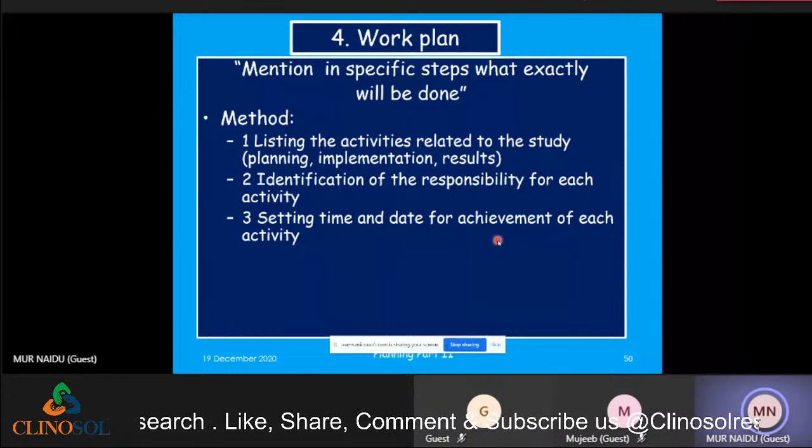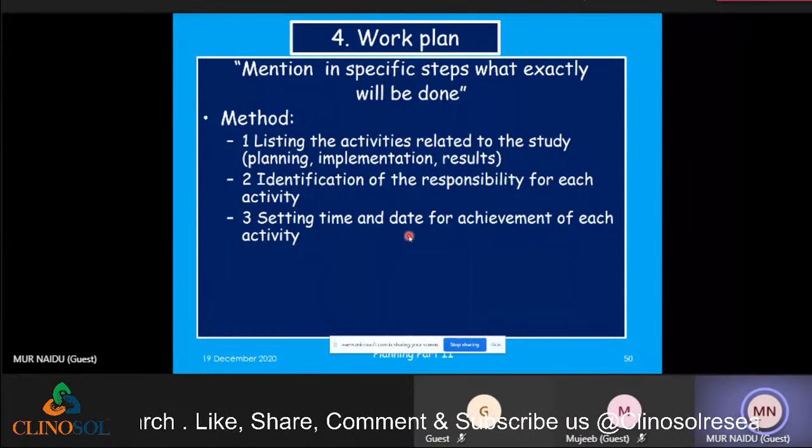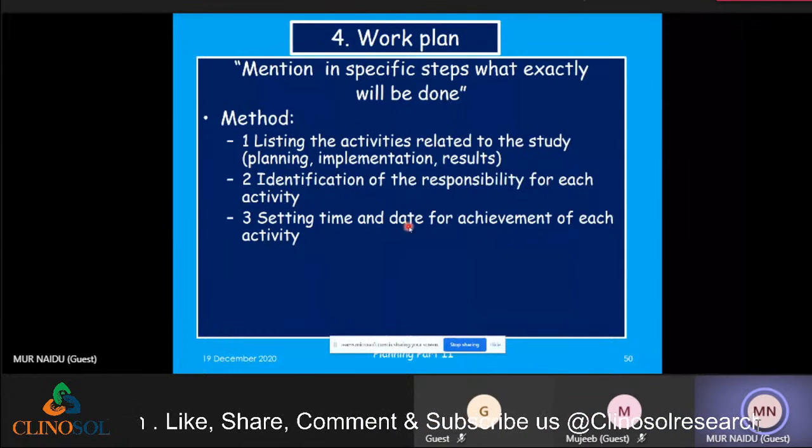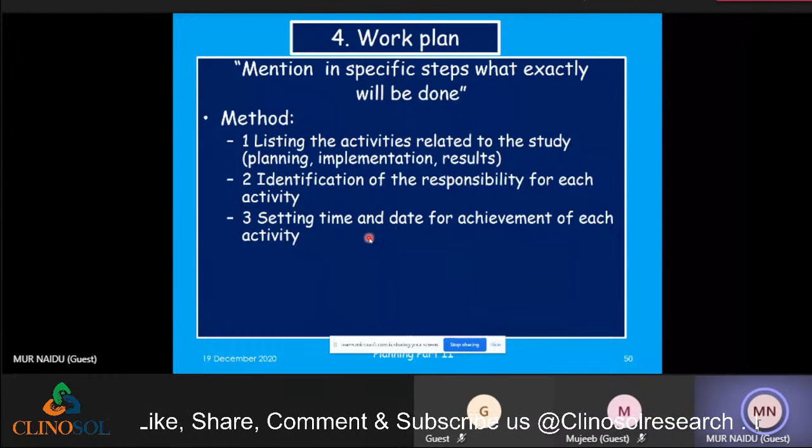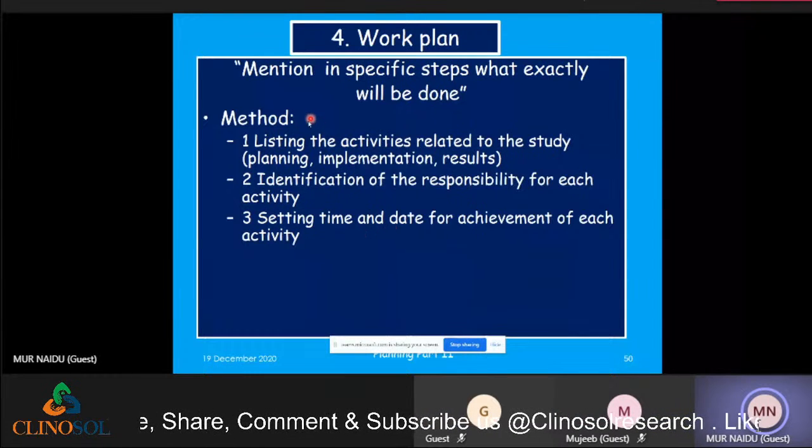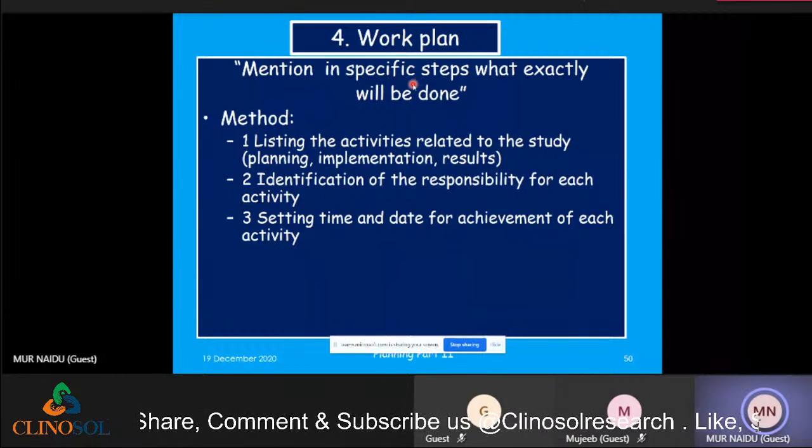You will go on doing the study and it will take 4 years, 5 years. So setting time and date is another very important thing that should be mentioned in the method. It's a very specific step.